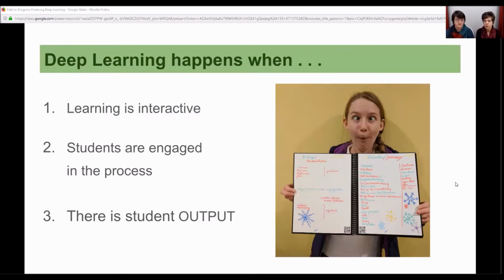And kids have to be engaged. And the third is that there has to be some form of student output. They have to make something. They have to say something. And we're going to unpack these ideas for you today.